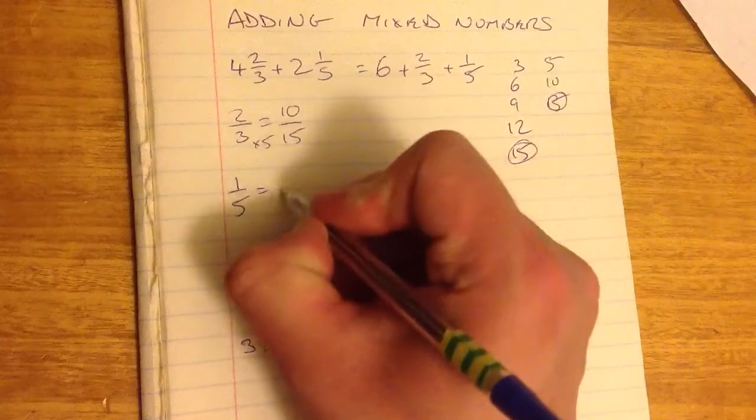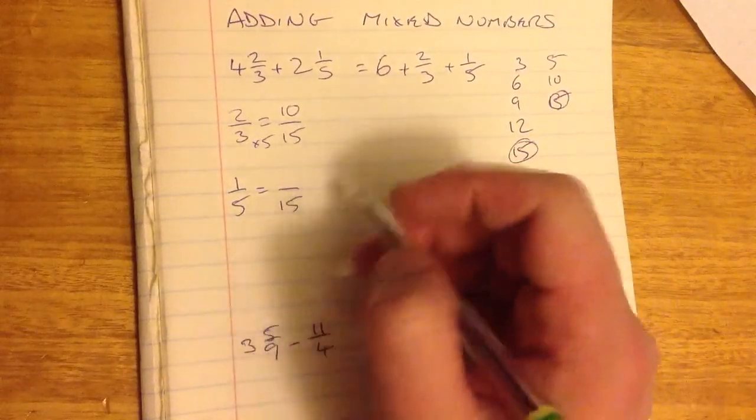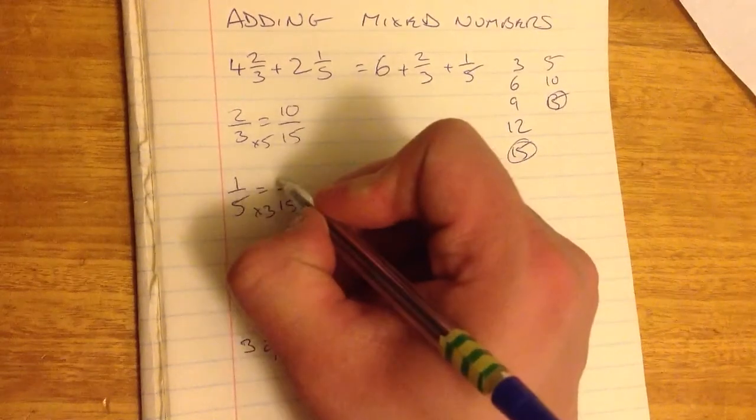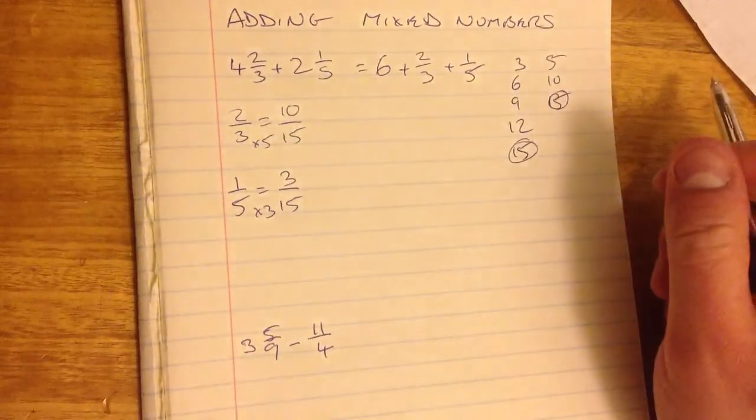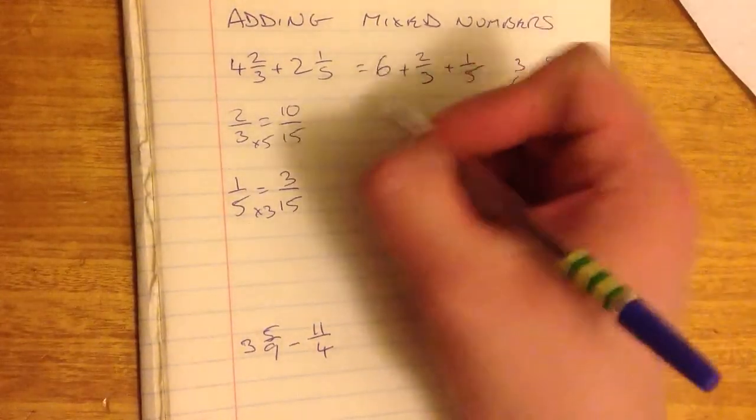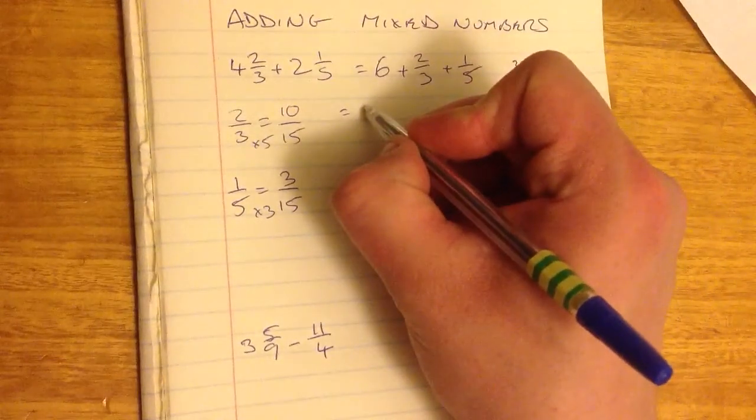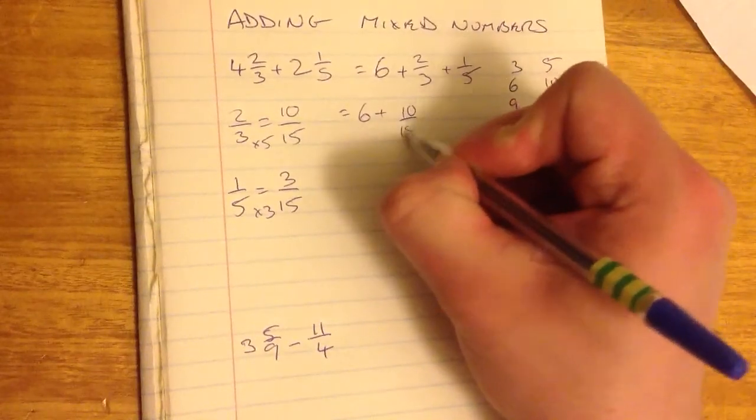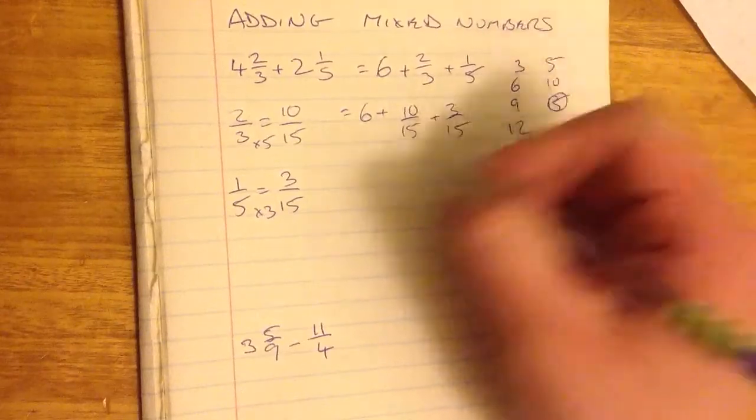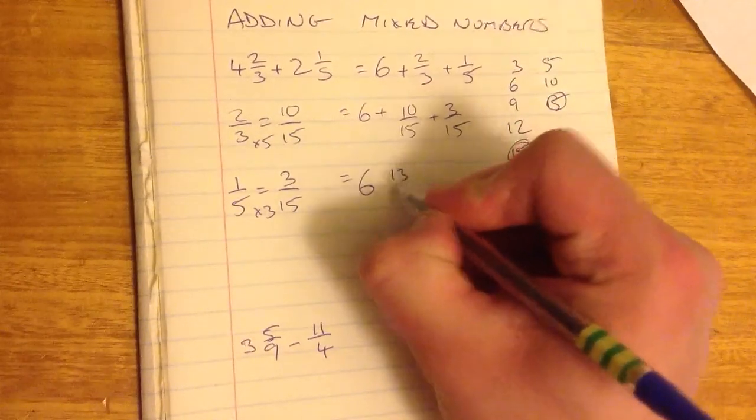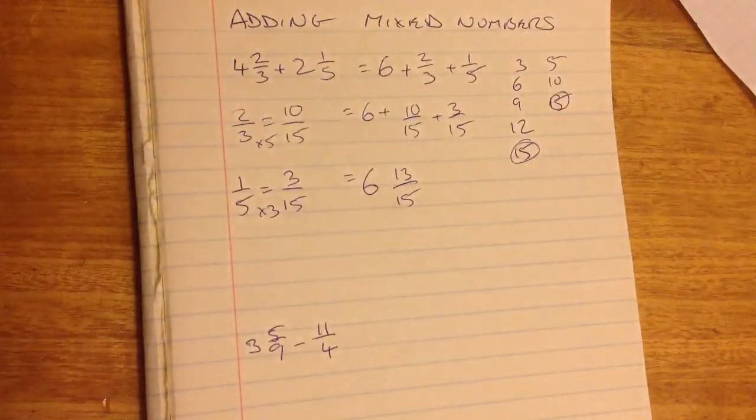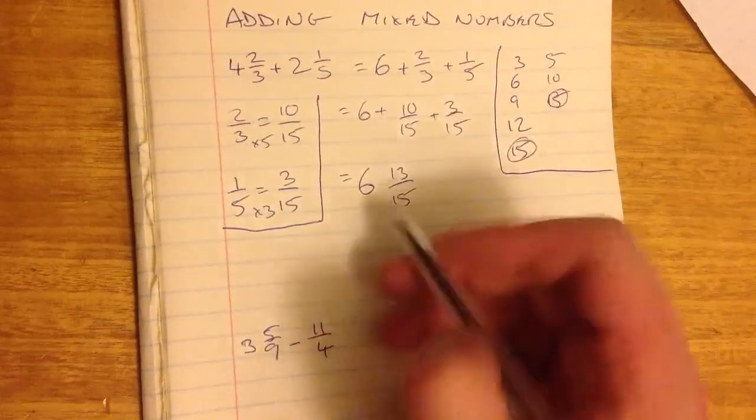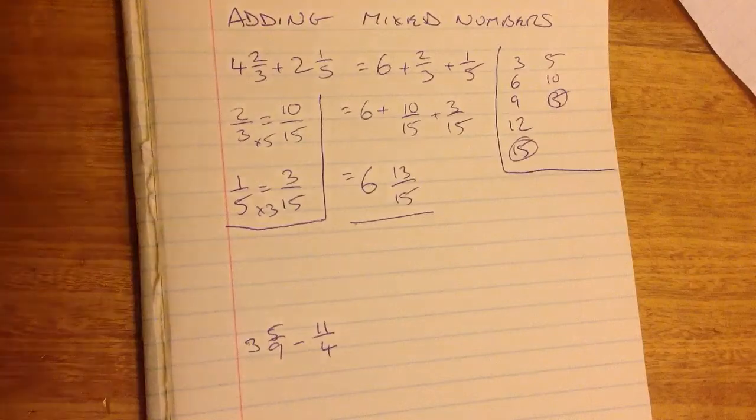1/5 can also be converted into 15ths. How many 15ths? Well, we have to multiply 5 by 3 to make 15. So we're going to do the same to the top as well. So we've got 3 15ths there. Okay, so now our question, put an equal sign down there. We have got 6 plus 10 15ths plus 3 15ths, which gives us altogether 6 and 13 15ths. I'm just going to neaten that up because that looks a little bit messy. Okay, there is our answer, 6 and 13 15ths.